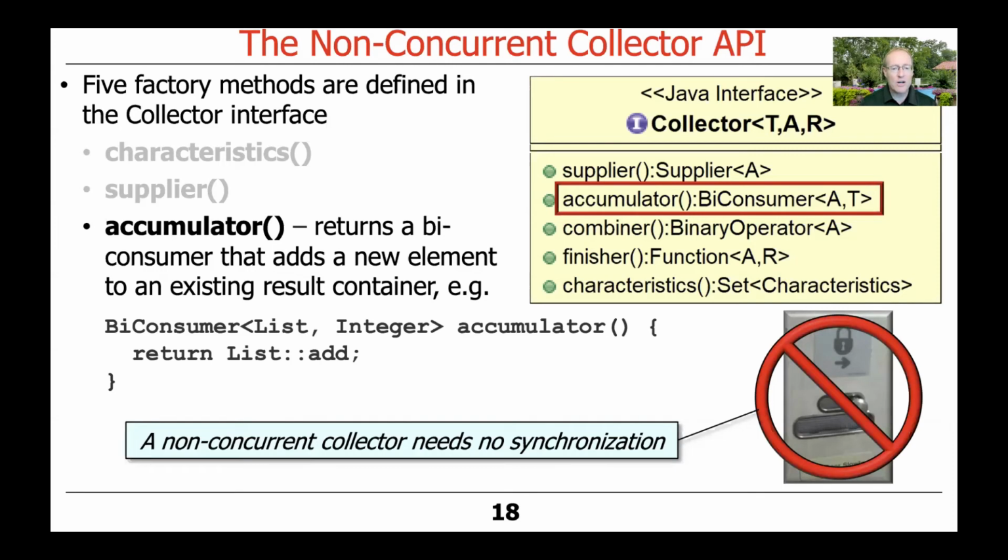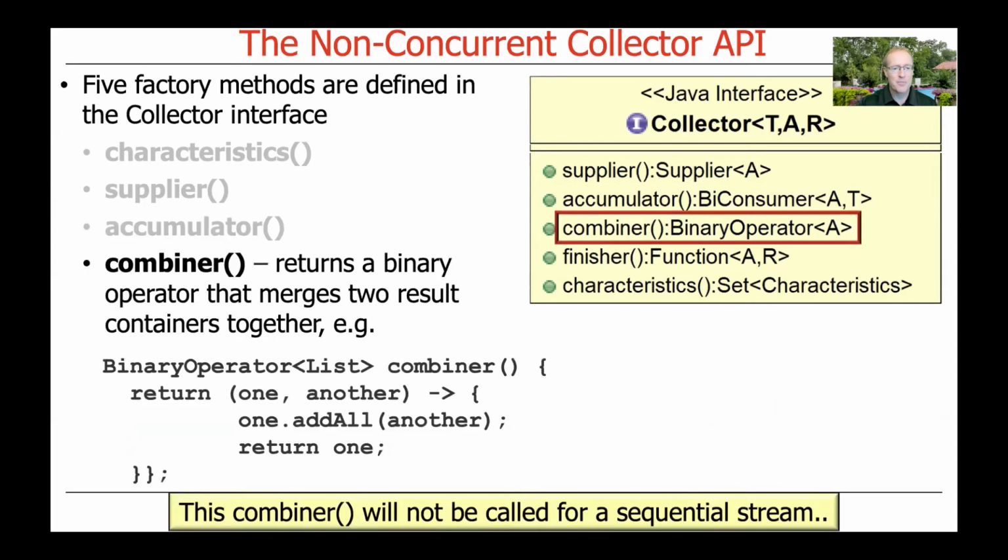A non-concurrent collector needs no synchronization for the BiConsumer returned from the accumulator factory method. In fact, that's exactly what list::add does. It doesn't have any synchronization built into it. Were we to be focusing on concurrent collectors, then the BiConsumer returned from accumulator would have to know how to synchronize concurrent calls on the mutable result container. But again, we'll talk about that when the time comes.